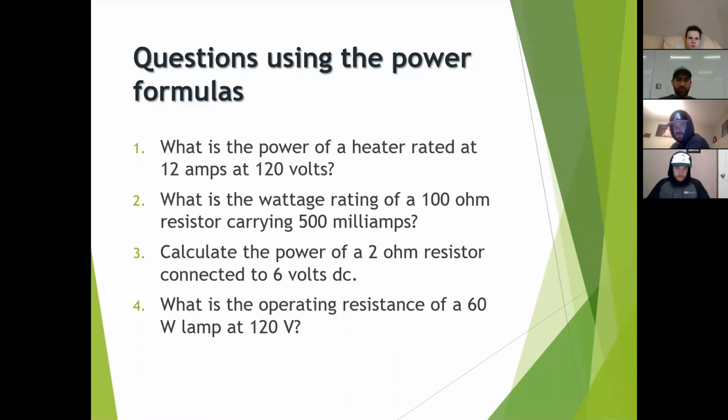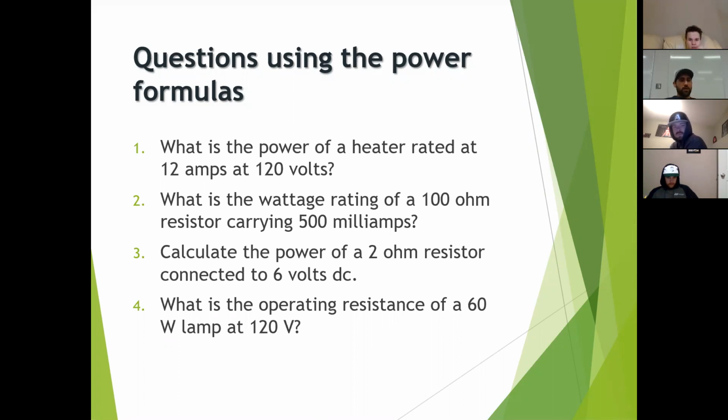Bryce, what'd you do for number 1? Was that one just 12 times 120? Yep. 1,440 watts, that's it. Hunter, you didn't miss out much. We were just starting to go through these example questions. Yeah, that's correct. So you take your power formula, P is equal to I times E, and then you take your 12 amps, multiply it by 120, which gives you a power of 1440.